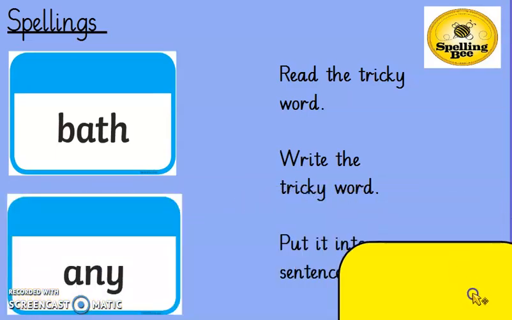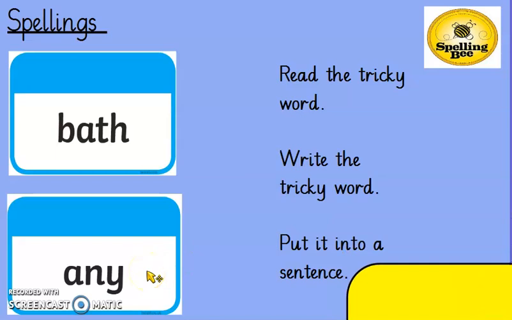Okay, my turn, your turn. Any, your turn. Okay, write the tricky word. Make sure you are carefully copying the spellings and then put it into a sentence. So for example, my sentence would be, I don't have any sweets. Think of your own sentence and have a go at writing that. Pause the video if you need to before you move on.